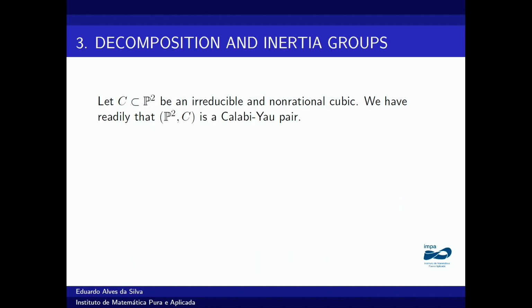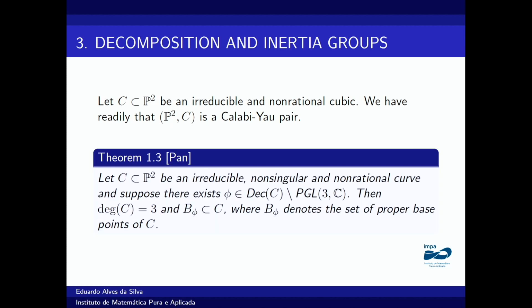And now, if you consider C as an irreducible and non-rational cubic, we readily have that P2 and this curve is a Calabi-Yau pair. And by a theorem of Pan, if you have an irreducible non-singular and non-rational curve, and suppose that there exists an element of the decomposition group which is not a linear automorphism, Pan was able to show that the degree of the curve is 3, and the set of the proper base points is contained in the curve.